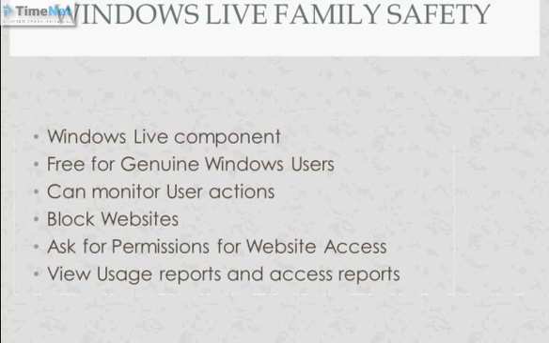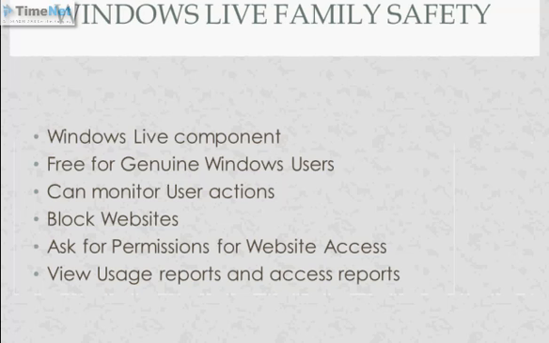Also, in the Live Essentials part of Windows 7, you'll get something called Windows Family Safety, which is an extra feature from Microsoft with which you can monitor the status of your kids. You can monitor what they are accessing and what games they are playing, all this kind of stuff. But in this video, we will exclusively see how we can configure the parental controls.